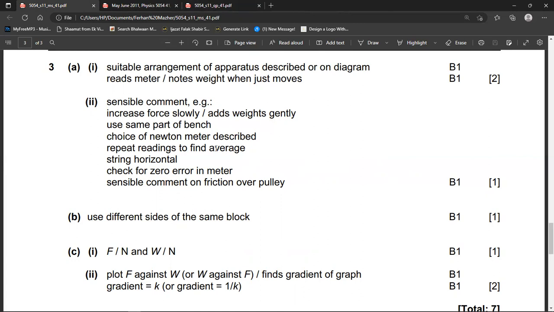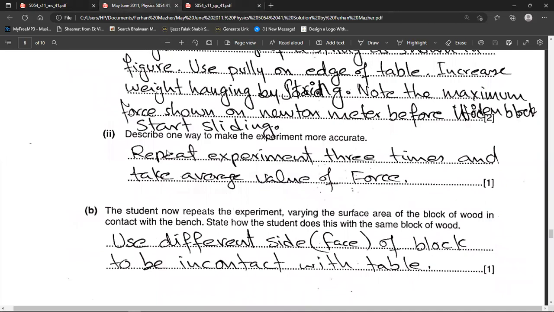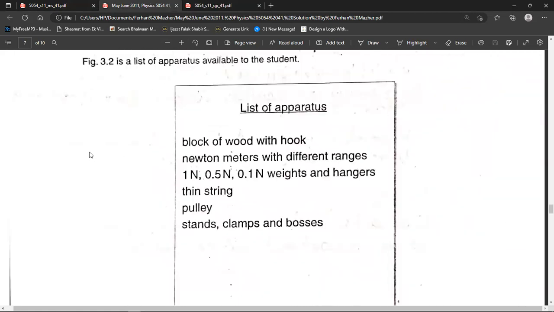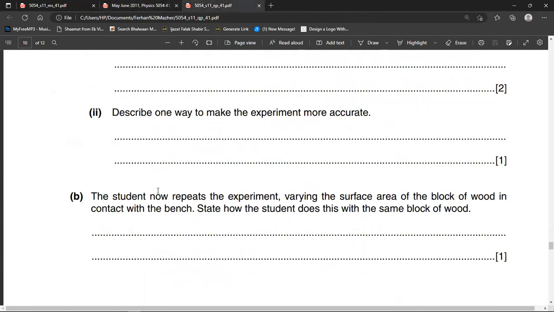I have given this answer: you can increase the force slowly, add smaller weights. Don't put very large weights. Okay. Increase the weight slowly. I mean, put smaller weights. For example, instead of putting 1 Newton, 1 Newton, 1 Newton weights, put 0.1 Newton, 0.1 Newton, 0.1. Put smaller weights. Increase that force slowly.